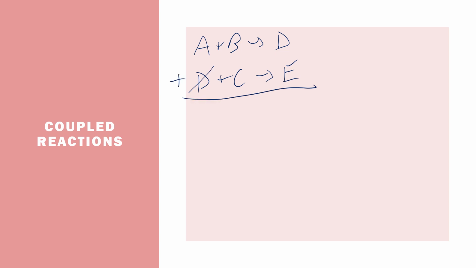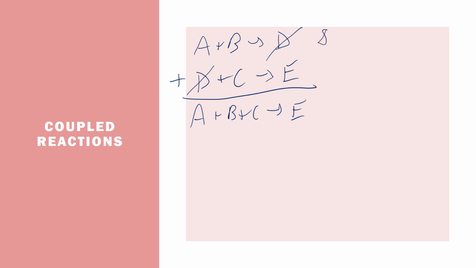So if you have something like A plus B yields D, and you have D plus C yields E, and if you add those two reactions together, the D's will cancel as an intermediate, and you will be left with A plus B plus C yields E. Here, we're adding in an extra layer of looking at the free energy change.